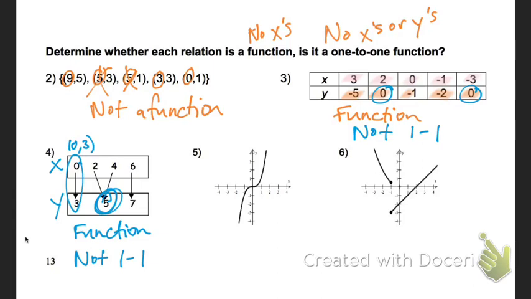Number 5, now we have a picture. So when we have a picture, we do the vertical line test and the horizontal line test. Take your pencil, drag it left to right. Take your pencil, drag it up to down, down to up, whichever way. If it ever crosses your pencil at more than one place, using the vertical line test, it's not a function. Horizontal line test, not one-to-one. So what do we think?